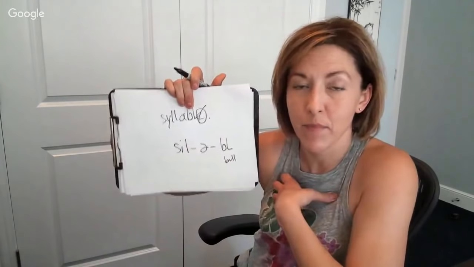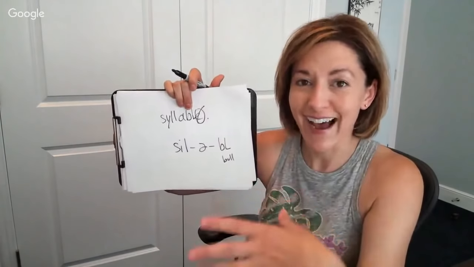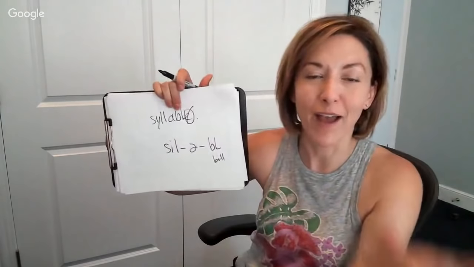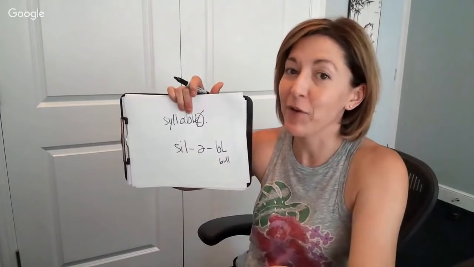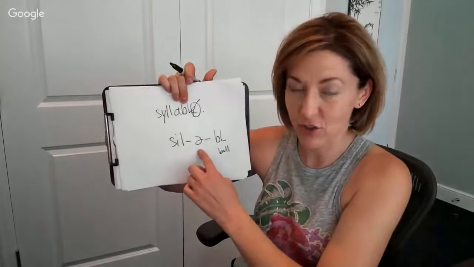So in my name, Jennifer, I have a schwa syllable. Most of my students say, hi, Jennifer. And the first thing I teach them is how to say my name correctly, which is Jenna, Jennifer. It's that schwa syllable.